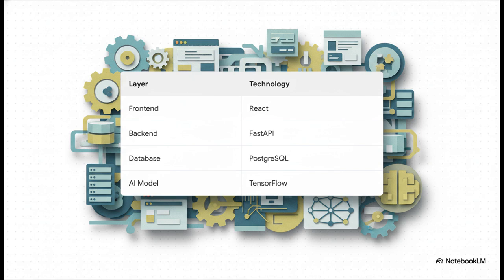So for our AI app, choosing the right tools is absolutely crucial. For the front end, React is an awesome choice for building those snappy user interfaces. On the back end, we'll go with FastAPI. It's a super modern, high-performance Python framework. For our database, you can't go wrong with Postgres for its power and reliability. And of course, for the AI brain itself, TensorFlow is the industry standard.